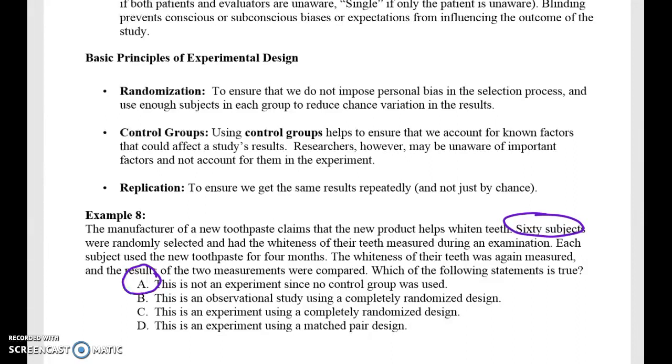I also just want to note that option B is not correct because this cannot be an observational study, since we are asking the subjects to do something. We are having them use this toothpaste, so it is definitely not an observation. And that does it for the problems on the Chapter 1 lecture notes.